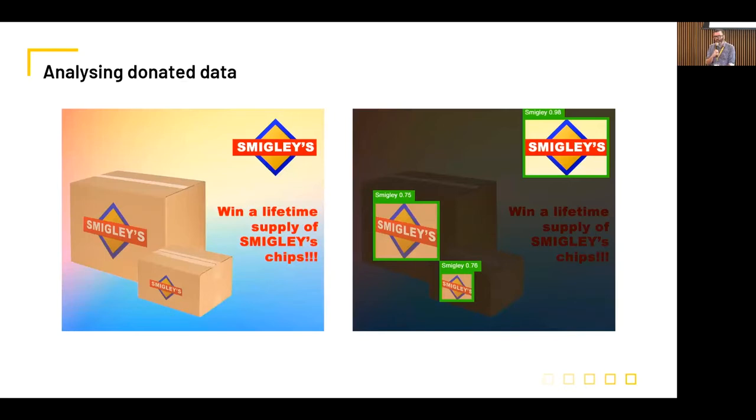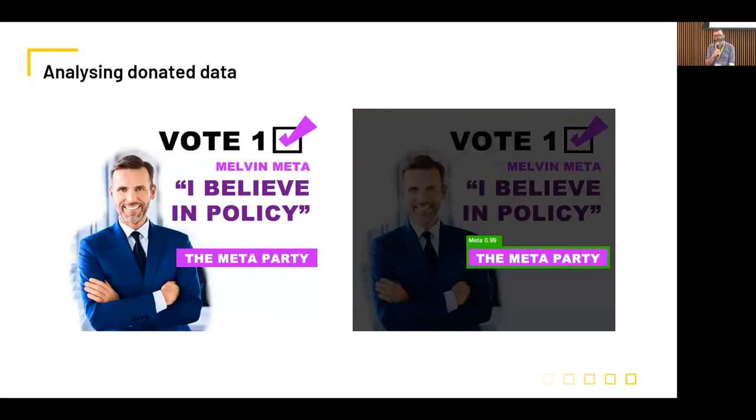Now this uses a very lightweight training approach where we don't need a lot of examples of logos. It's one-shot learning, so we can insert a single logo and then identify any instances of that logo in advertising that people have been subjected to. This is particularly important for looking at the range of political advertising that might be present on the platform. So here we have another fictitious political party, with Melvin Meta from the Meta Party, and it has correctly identified the Meta Party's logo in that particular ad.